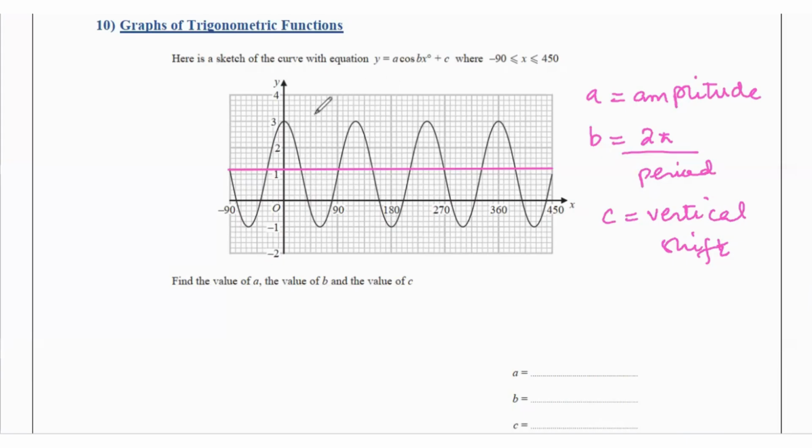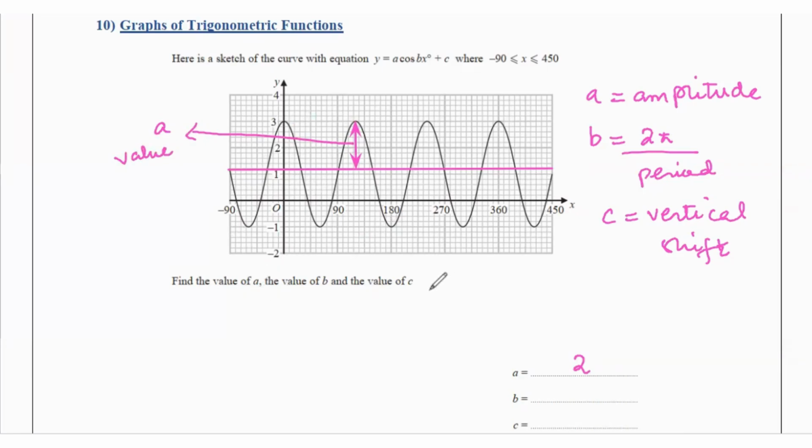So amplitude is basically your distance from the x-axis to the highest point. So if we look at that, the distance from the x-axis to the highest point is 2 units. So that means a is going to be 2. This is your a value.